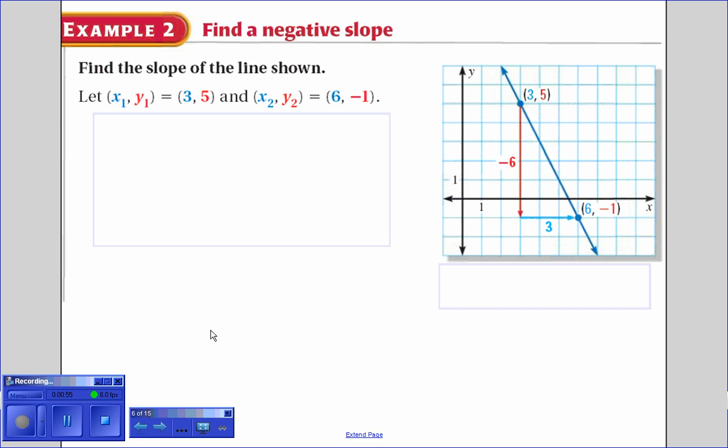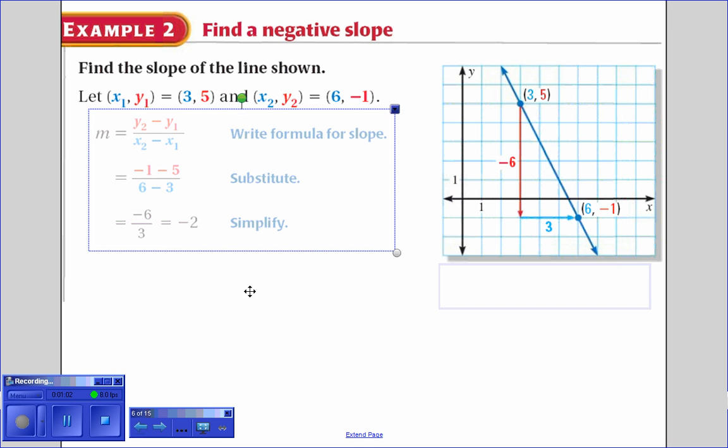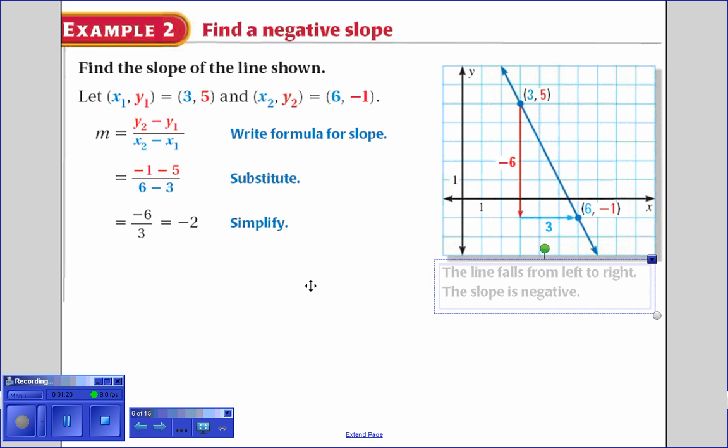Let's take a look at the slope of this line. Again, we want to find the ratio of the rise to the run. Subtract the y values to find the vertical change. Subtract the x values to find the horizontal change. And then write the ratio of the vertical change, -6, over the horizontal change, 3. This reduces to -2, and the slope of the line is -2. Notice that the line goes down as you move from left to right. The slope is negative.